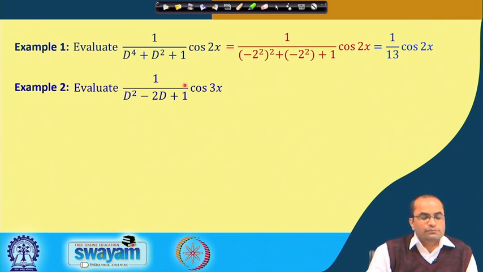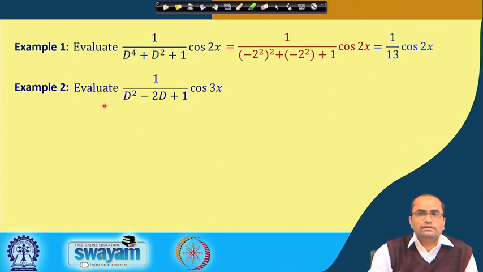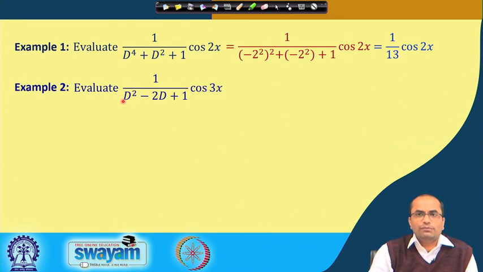We take another example where we will evaluate 1 over d square minus 2d plus 1, and this we want to evaluate on cos 3x, the cosine function of 3x. Now in this case we cannot use that trick, that everything be made as d square like in the earlier case. But here we have this d square, so again we will apply that trick here.